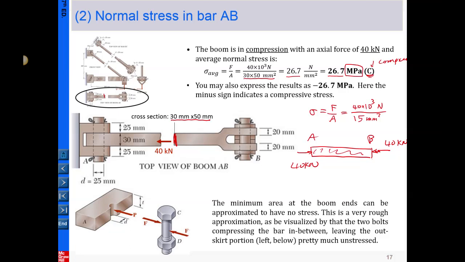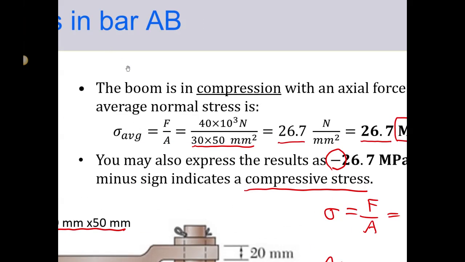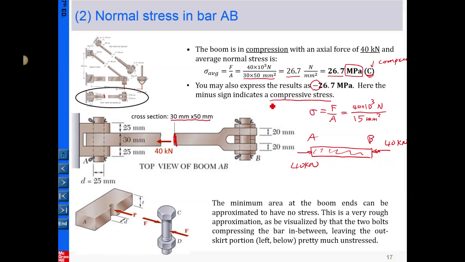And sometimes you can see people using negative to indicate compression. So basically here people take the very common sign convention: positive for tension, negative for compression. Okay, so this is a common sign convention here.